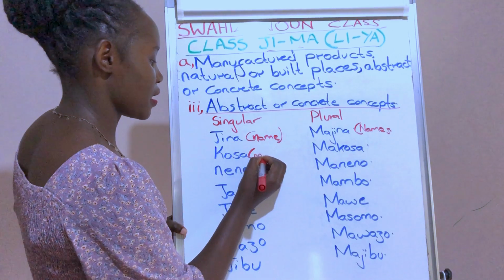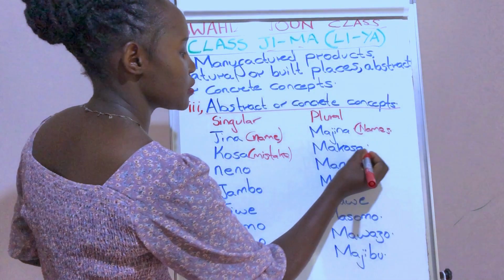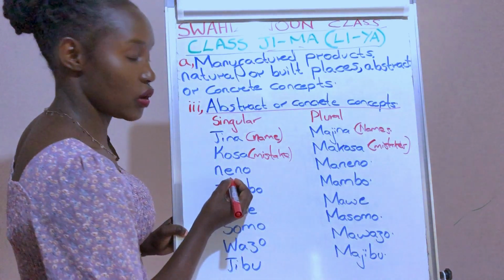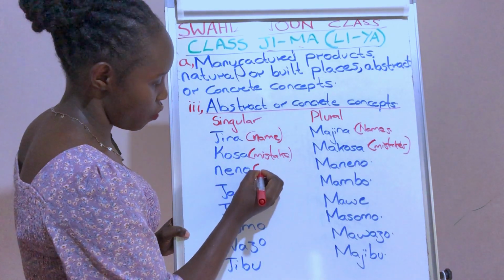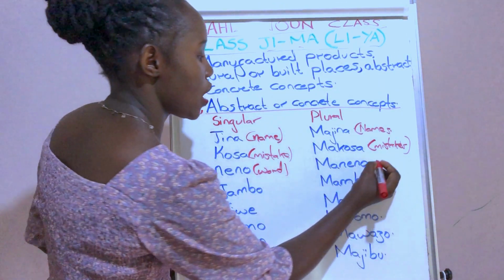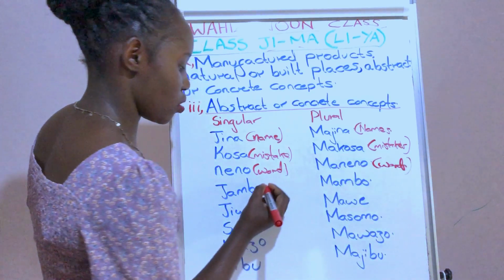This is a mistake. And then in plural we say makosa. Makosa for mistakes. The next word we have neno. Neno. This is a word. In plural we say maneno. Maneno for words.